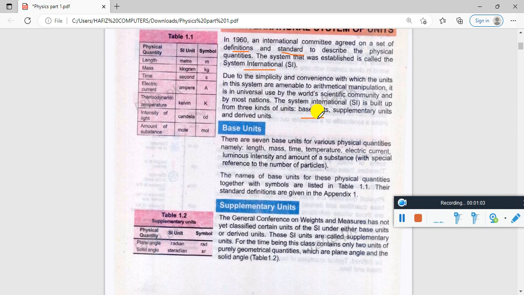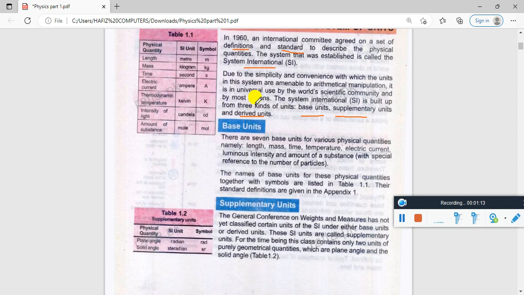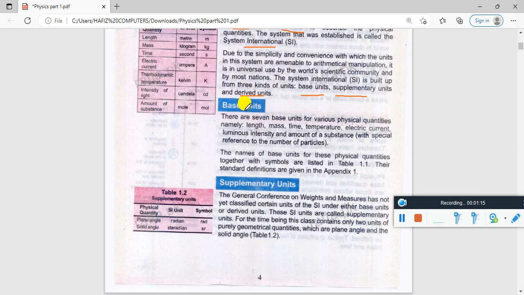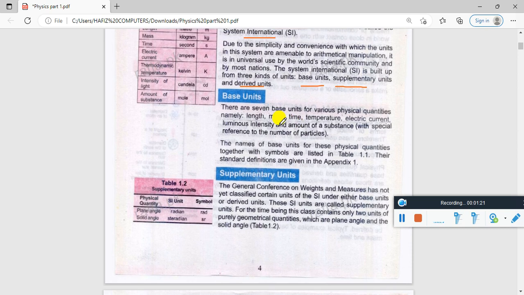The system international is built up from three kinds of units: base units, supplementary units and derived units. We will see these base, supplementary and derived units one by one. So the first one is the base units. The units which are used to define or measure the base quantities are called base units.